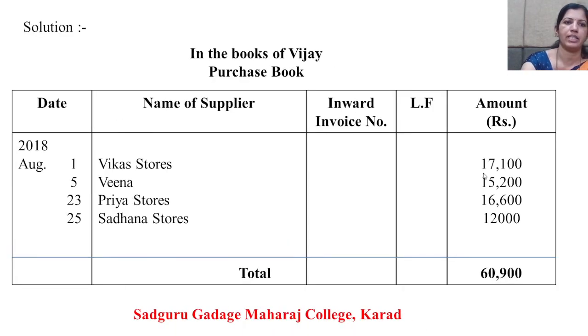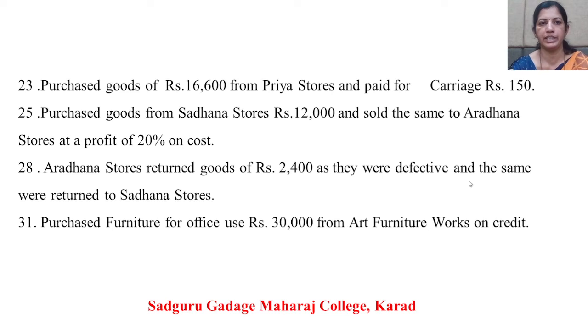Then the next date is 23. Purchased goods of rupees 16,600 from Priya Stores and paid for carriage rupees 150. Purchased goods of rupees 16,600 from Priya Stores. Purchased goods means the transaction is recorded in the purchase book. But we paid for carriage, which means this transaction is on a cash basis. Paid for carriage is recorded in the cash book.